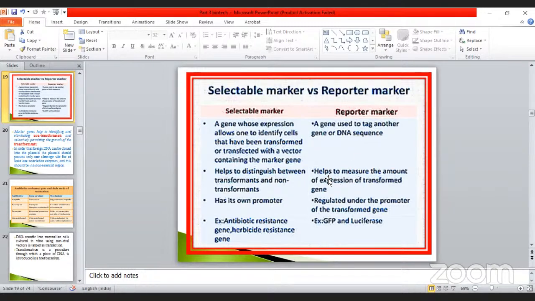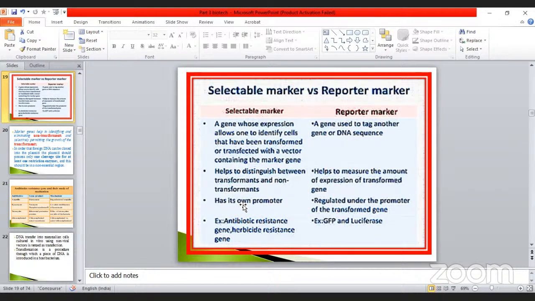But in this category, a reporter gene helps to measure the amount of expression of the transformed gene. With reporter genes, the quantity will be analyzed. Analyze the expression of transformed genes. How much of the transformed gene we have introduced into the cell can be easily identified with the help of the reporter marker. And then the selectable marker has its own promoter. It is also very, very important, my dear students. Sometimes they may ask the question: does the selectable marker have its own specific promoter or not?